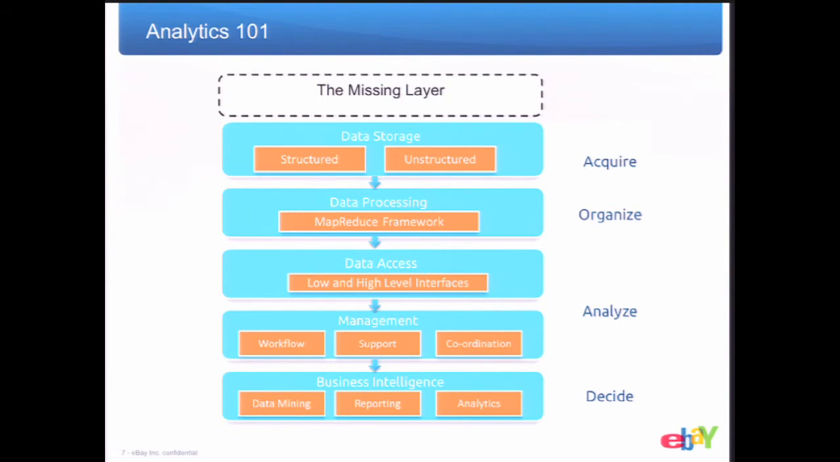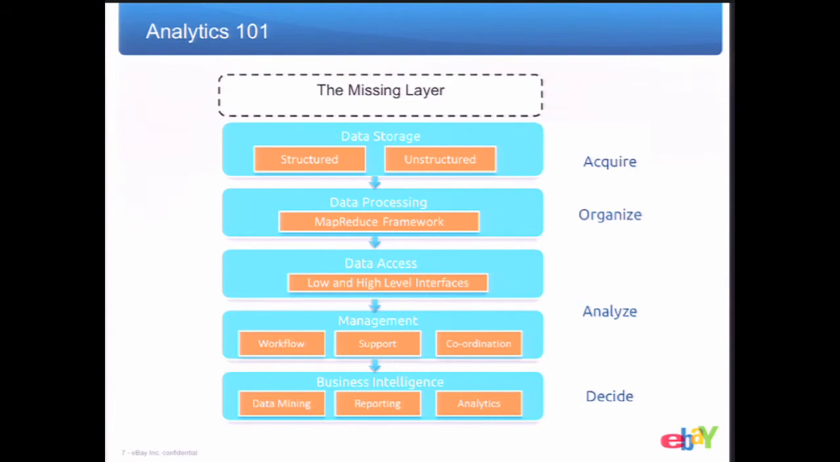In this particular slide, this is like an analytics 101. In any traditional analytics architecture, there are several layers. The top layer is the data storage, which is storing your structured as well as your unstructured data. How do you collect all the data? It means you are doing data processing, a MapReduce framework for organizing that massive amount of data. Then there is a data access layer, which has some low and high level interfaces for accessing the data. Data management, how do you organize the data once you have it? Some workflow, some coordination, and then finally a set of business tools for accessing the data.